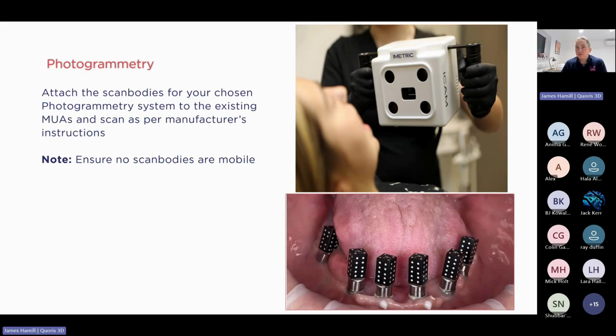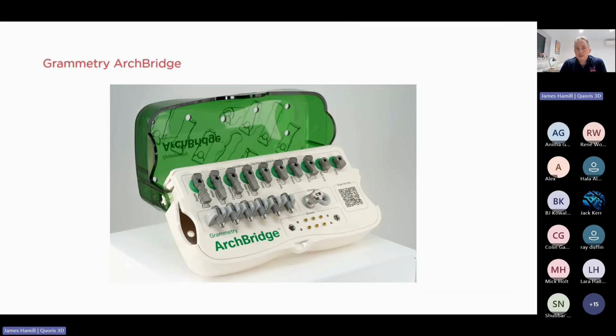I think iMetric, you have to replace them every 40 to 50 scans. So it is important that you do that and be careful that they are not damaged, okay, because that will introduce errors to what is a very accurate system. Okay, so if it's photogrammetry, you use the scan flag of the OEM company and you follow their instructions. If you've decided to use our horizontal scan body, this is what it looks like.